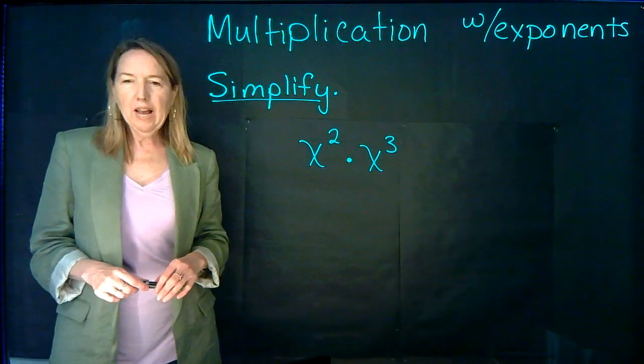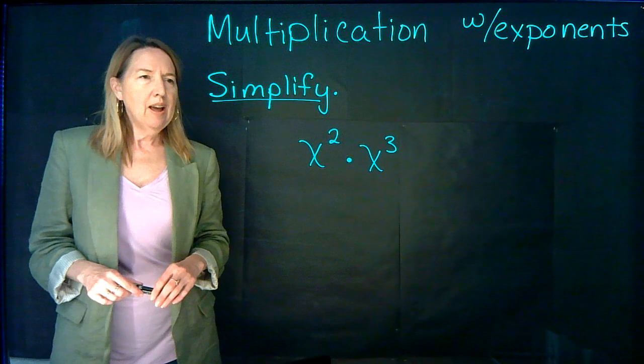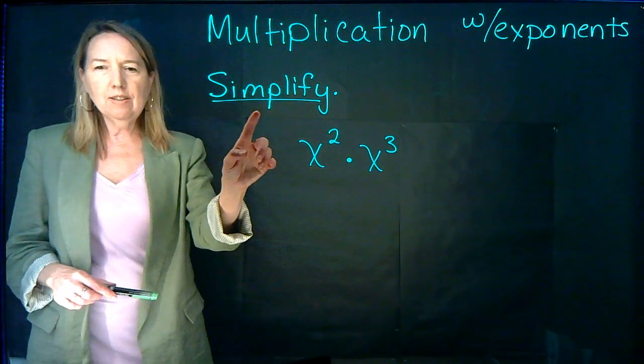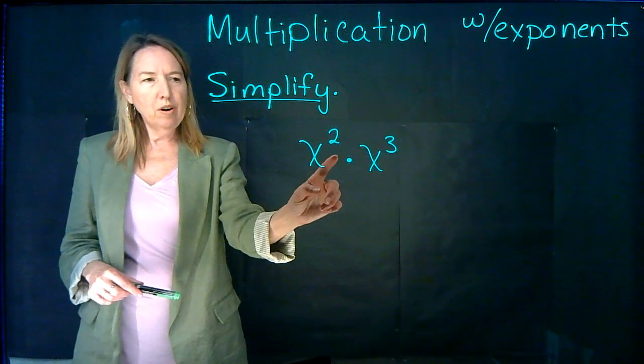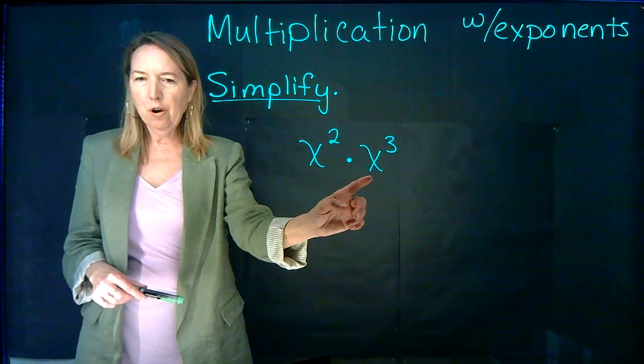Let's do multiplication with exponents. And imagine that the instructions said to simplify. So here we have x squared times x to the third power.